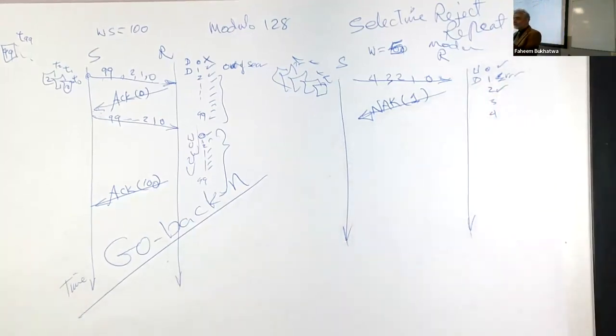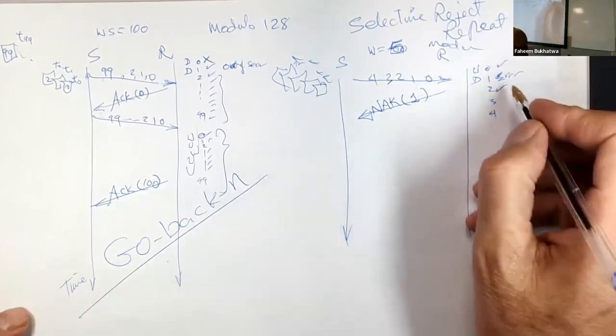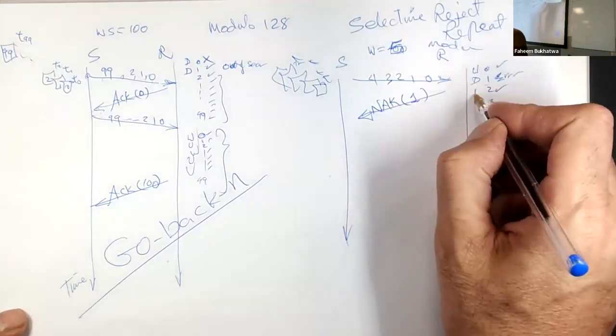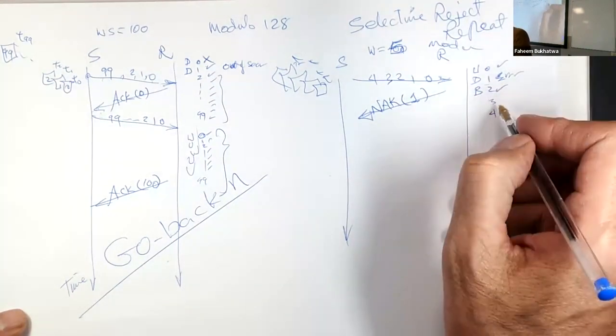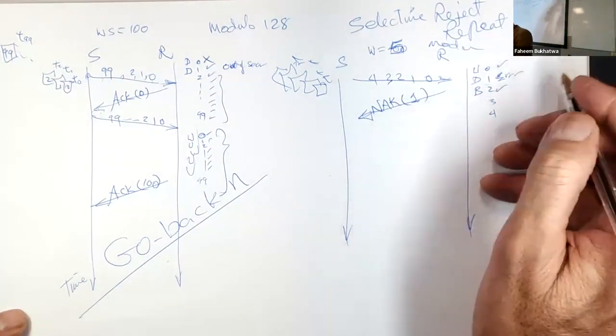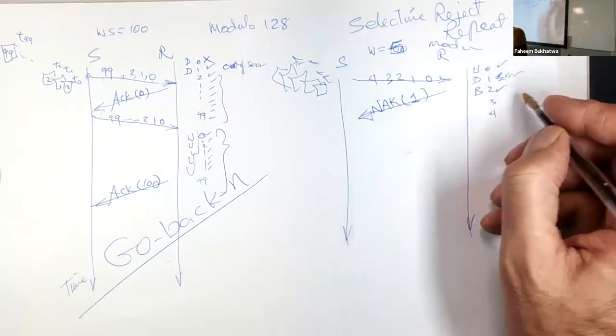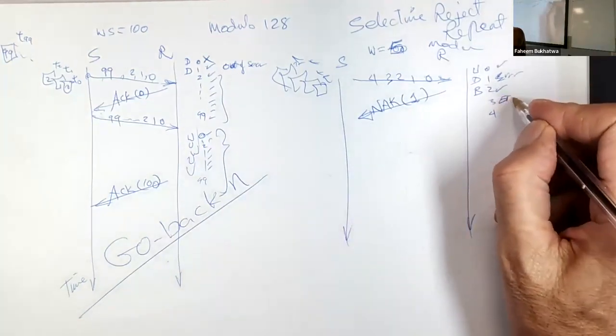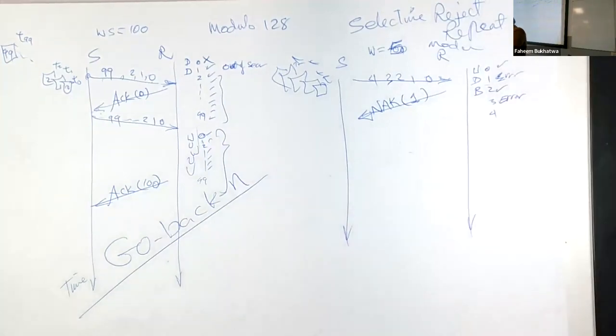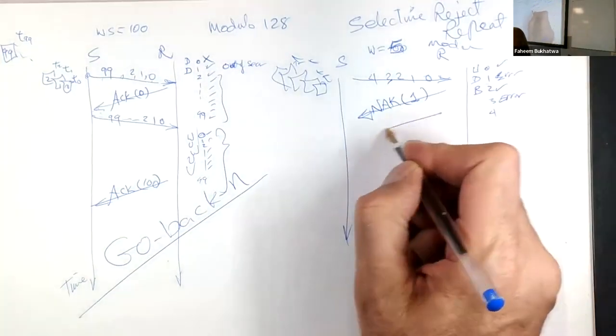What do we do with it? We cannot send it to our user because it's out of sequence. But what we do here, we buffer it. We store it in memory. What about number 3? Let's say we check and number 3 has an error also. What do we do? We send back a NAK.